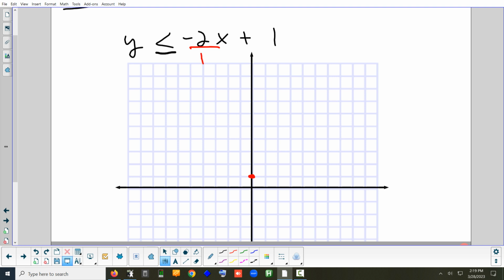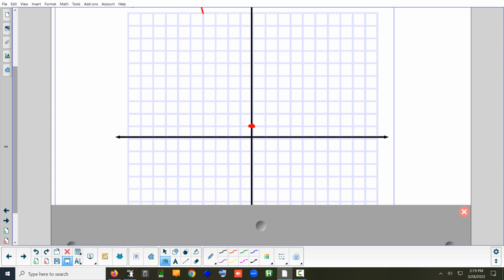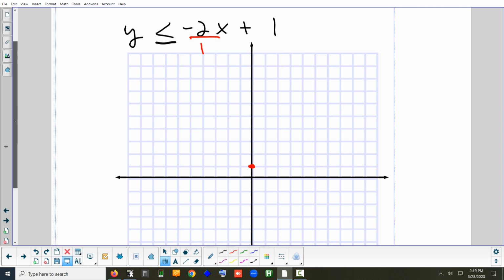Yeah. A 1. So, Jacinda, from this point, can you tell me what these two numbers are telling me to do? Down two and right one. So from your y-intercept, you're going to go down two, right one. Okay, and I'm not going to do it a bunch of times. I'm just going to do it now. And that's going to be my line.